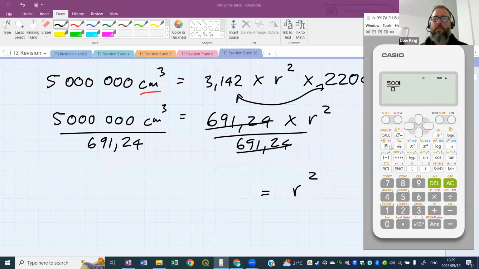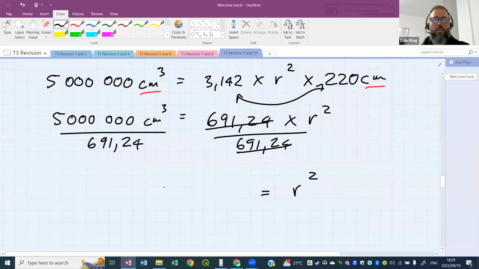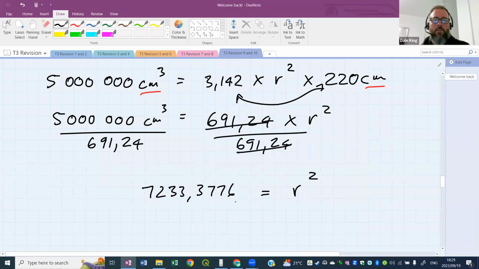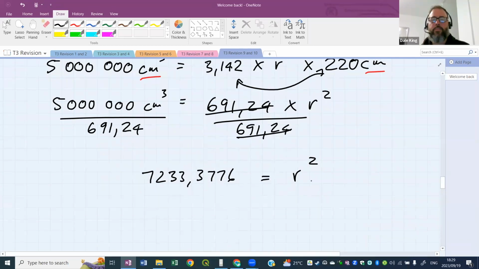So 5 million divided by 691,24 is 7233,377.6. I think I'm writing 4 decimals. You could write them all, but the 4 decimals should be enough for this. All right, Ben, what do I do now? You'd round it off, so it'd be 7233,38. Okay, and that's the radius squared.